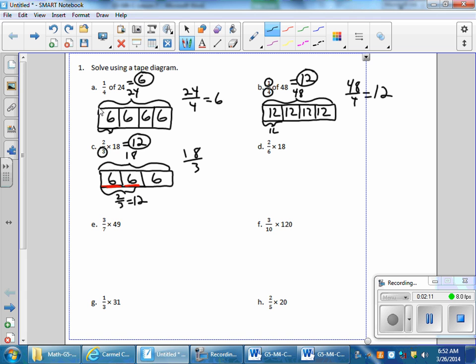D, 2/6 of 18. This time, instead of dividing my tape into 3 parts, I'm dividing it into 6. 2/6 times 18 is the same as 2/6 of 18. 18 divided into 6 parts is 3. Two of those 6 parts is double 1/6. 2/6 of 18 is 6.